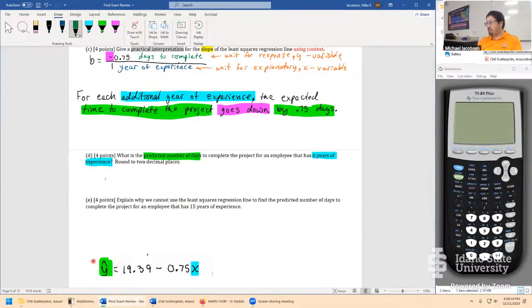So this one is a calculator job. We go y hat equals 19.39 minus 0.75 times the 6 for the 6 years of experience goes in for X. Now go back to the calculator and just crank it out. 19.39 minus 0.75 times 6 gives us 14.89 days.